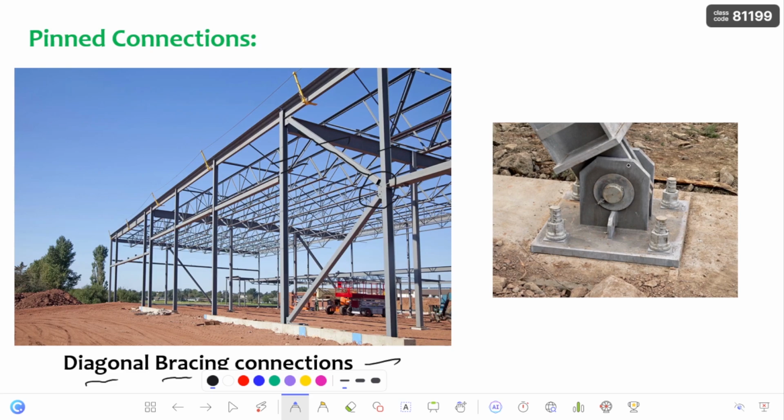And this is one of the practical images. You can observe clearly this is a pin and this is a structural member which is connected to the pin, and thereby the base plate, and the entire load is transferred to the ground.